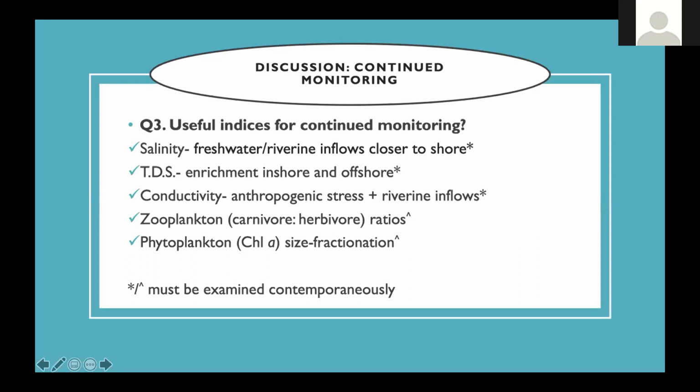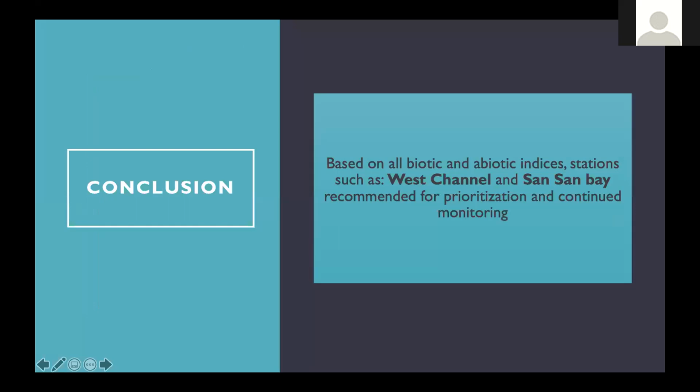Similarly, the zooplankton and phytoplankton biological indices, the carnivore to herbivore ratios, as well as the size fractionation of the chlorophyll A, as well as the total chlorophyll A numbers, were also useful for indicating enrichment. So in conclusion, based on the suite of parameters, the abiotic and biotic indices, stations such as West Channel and Sansan Bay are recommended for prioritization and continued monitoring in the East Portland Fish Sanctuary.